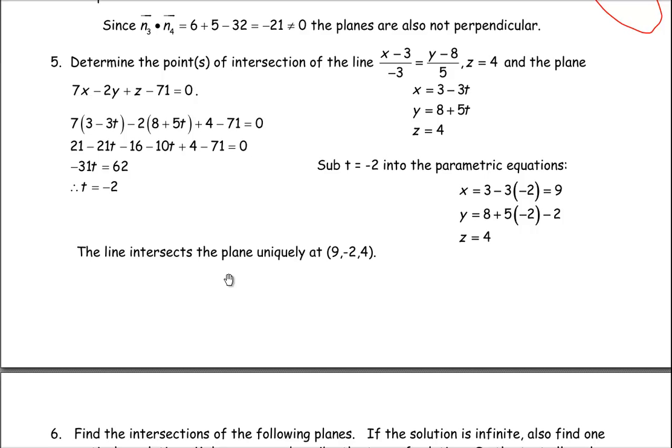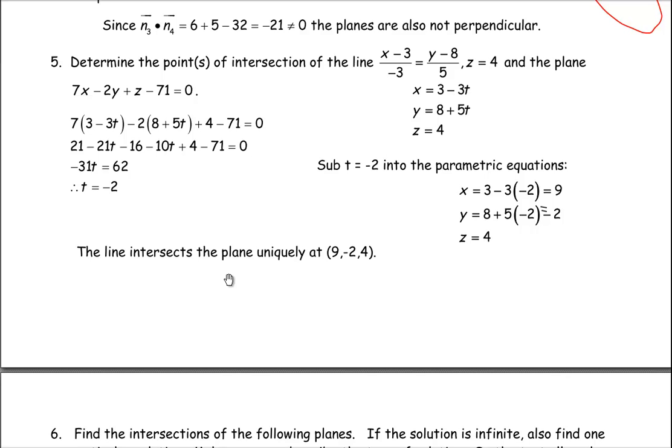Divide out the negative 31, you get t is negative 2. So t equals negative 2 is the value that generates the point that's on this line that's also on this plane. So we put negative 2 in place of t here. And of course, there is no t in the z equals 4 one. And so that's supposed to be an equal sign right there. 8 minus 10, of course, would equal negative 2. So negative 2 would be the y coordinate there. So the point 9, negative 2, 4 is the point where that line intersects the plane.